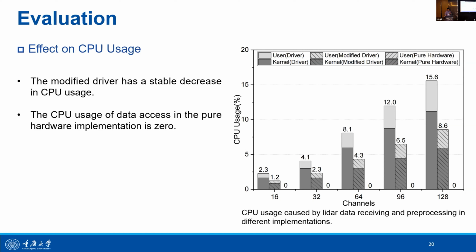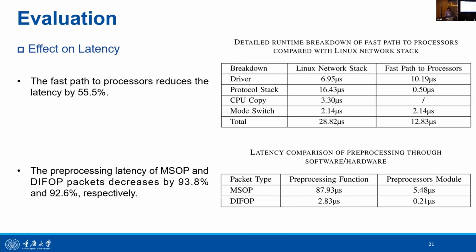Compared with the original driver, the modified driver receives the packets through the unified access module. In the pure hardware implementation, the packets are directly sent from the unified access module to the preprocessor module. Compared with the original driver, the CPU usage of the modified driver is reduced by up to 46%, and the CPU usage for data access in the pure hardware implementation is 0.